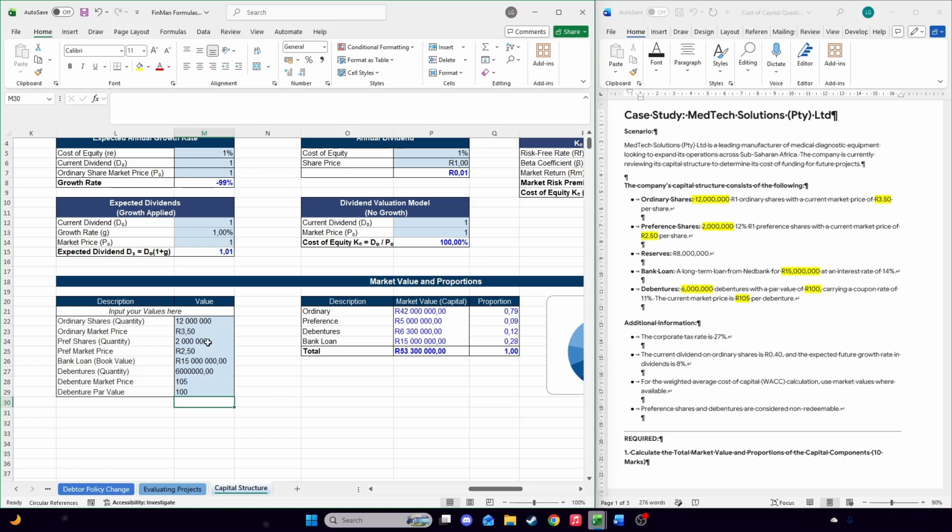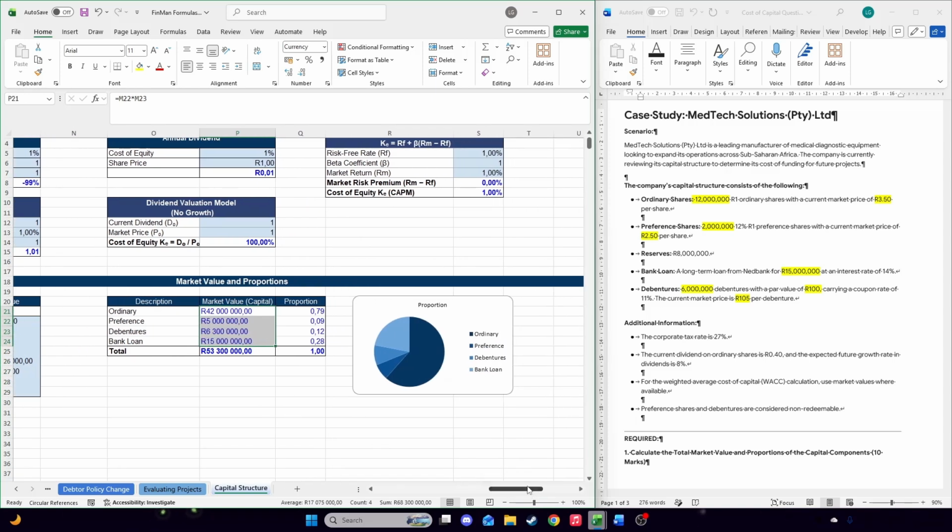Right, so once you've inserted the values over here, you'll automatically have your answers drawn up over here, as well as the percentages. So you can see that ordinary shares make up 79%, preference shares make up 9%, debentures make up 12%, and the bank loan makes up 28%. A pie chart will also appear to give you a good visual representation.